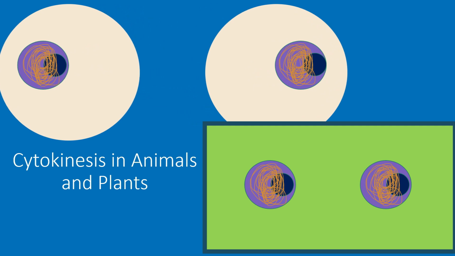Cytokinesis in plants is going to be slightly different, whereas the other stages of the cell cycle are pretty much the same as in animals. In plants, because they have a cell wall, the way it divides will be a little bit different. So cytokinesis in plants occurs as vesicles are transported from the Golgi apparatus to the middle of the dividing cell. These vesicles fuse to form a cell plate.